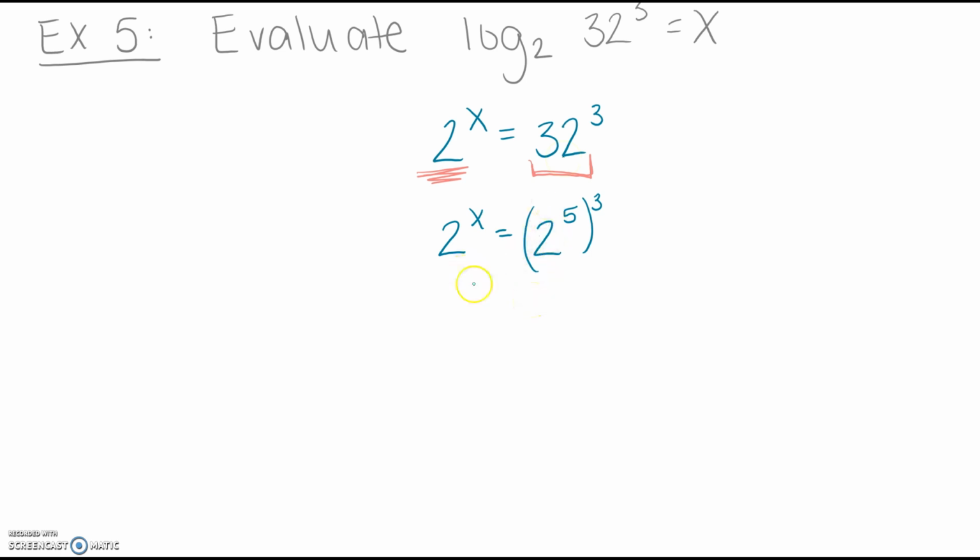So now, since I have a common base, let's simplify. Can we write this as 2 to the 15th? Since I have a common base of 2 and 2, we can go ahead and set the exponents equal to each other. So we know that x equals 15.